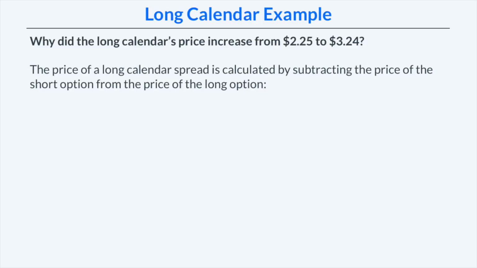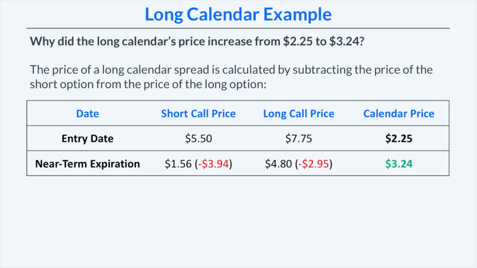So as I said before, the price of a long calendar spread is calculated by subtracting the price of the short option from the price of the long option. Now at the time of entering the trade, the short call's price was $5.50 and the long call's price was $7.75. So $7.75 minus $5.50 gives us an entry calendar price of $2.25.